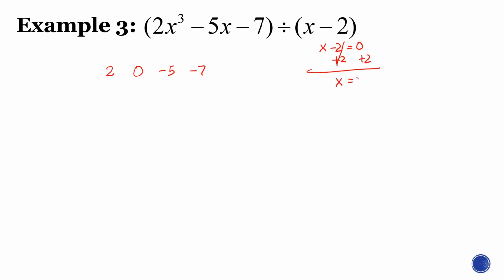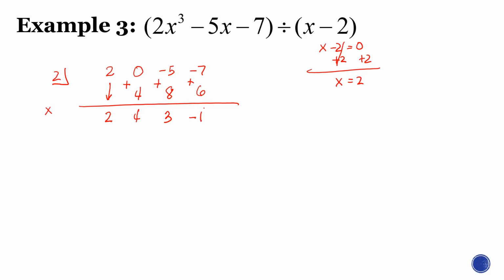So this is x equals positive 2. We'll put the 2 there, and then we will do that. After we did all of that, we will bring down this positive 2. So that's 2. Then multiply. That's going to be 4. Add 4. Multiply again. That's 8. Add. That's positive 3, right? Multiply again. 3 times positive 2. That's 6. Add again. It's negative 1.